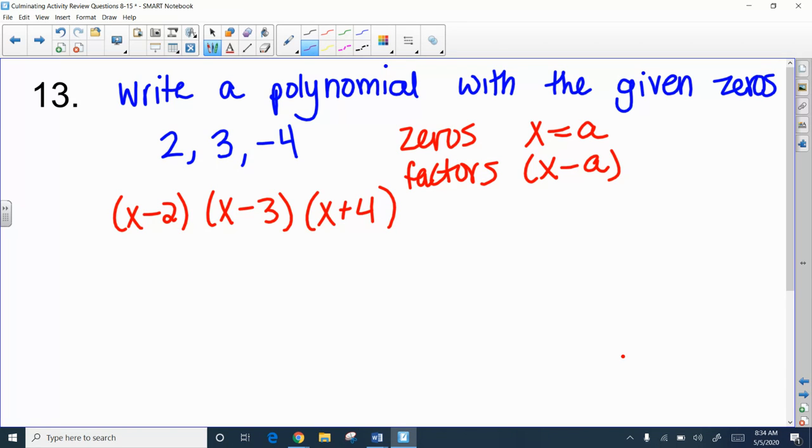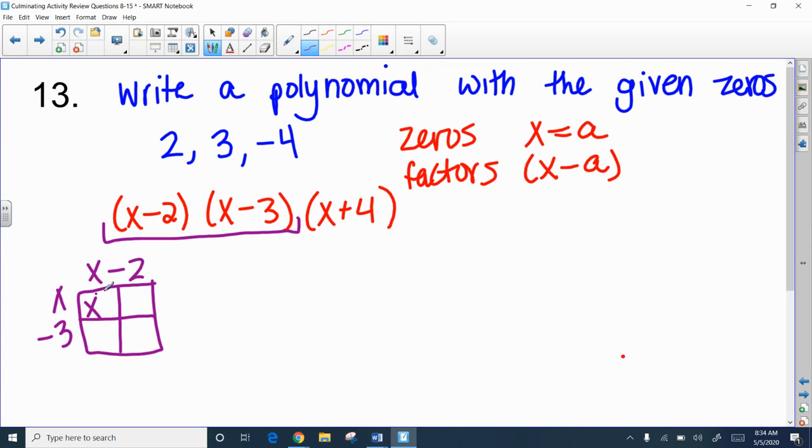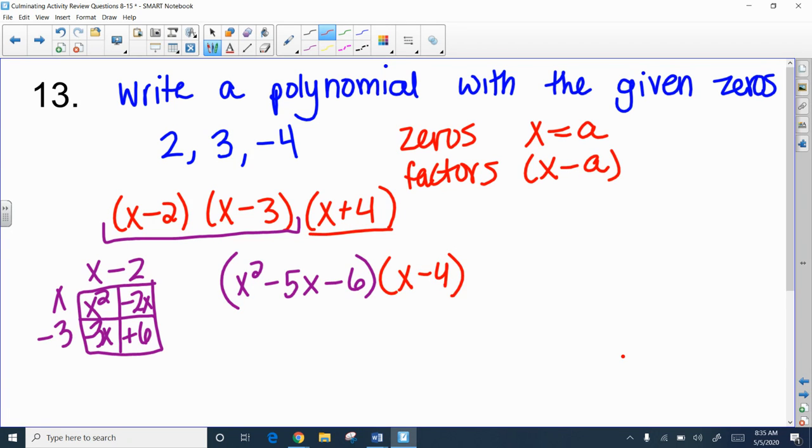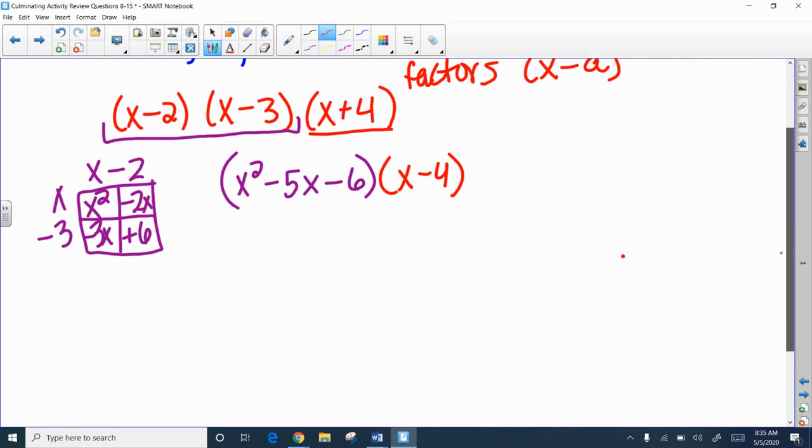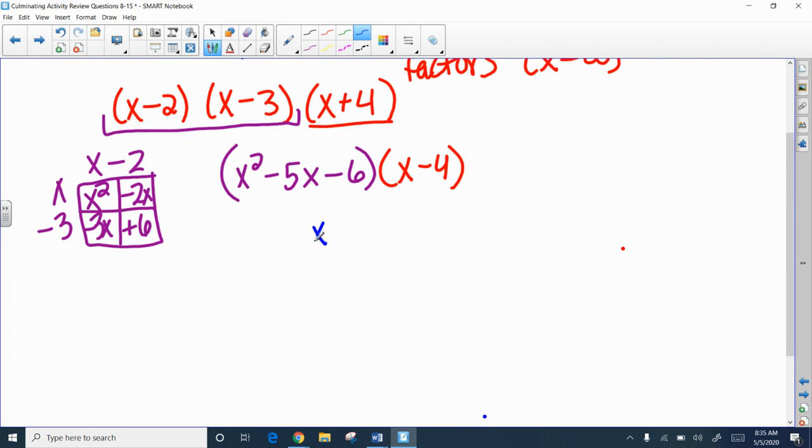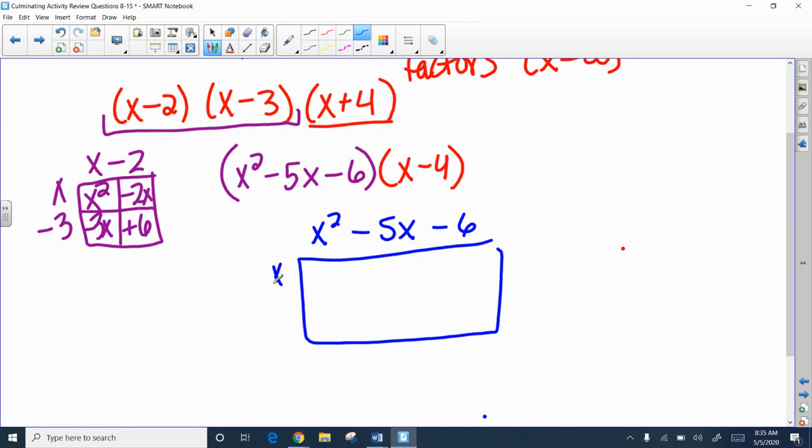Now to write my polynomial, I would just multiply these together. I'm going to multiply these two together first. You can definitely use box method if you prefer. So when I do that, I'd have x squared minus 2x minus 3x and plus 6. And so then if I combine the like terms, that would give me x squared minus 5x plus 6. Okay, I'm not done yet because I still need to multiply by this x minus 4. Again, we can use box method. So I'm multiplying x squared minus 5x plus 6 times x minus 4.